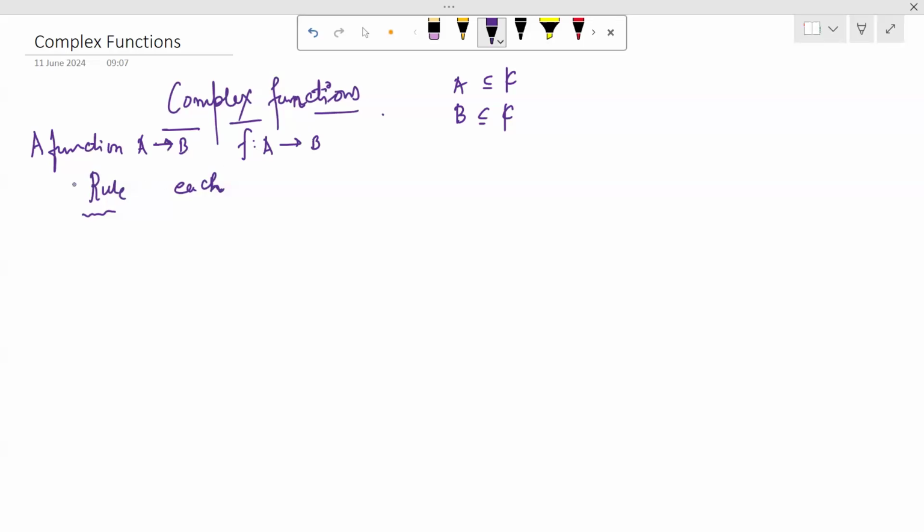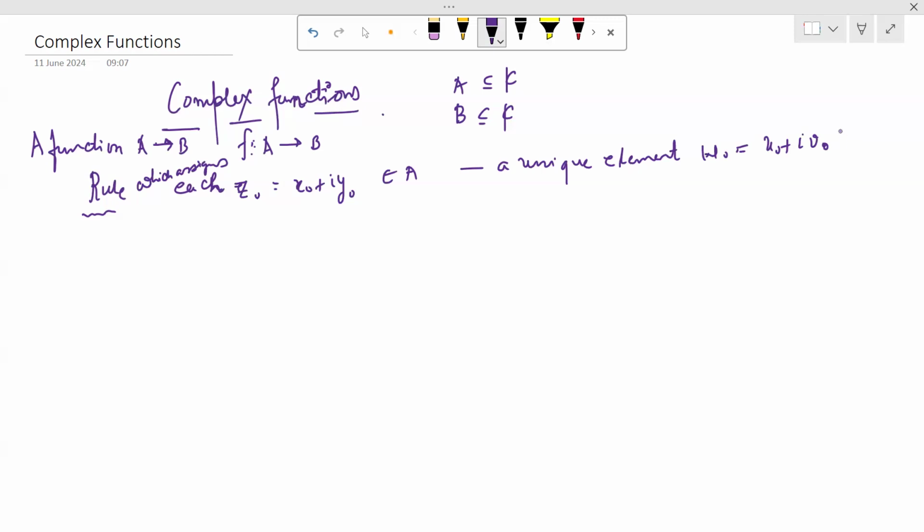Then what is a complex function? A complex function from A to B is a rule which assigns each Z naught, let us say Z naught is some X naught plus iota Y naught belonging to A, a unique element W naught, let us say, which is equal to U naught plus iota V naught in B. This W naught is referred to as the value of the function at Z naught.